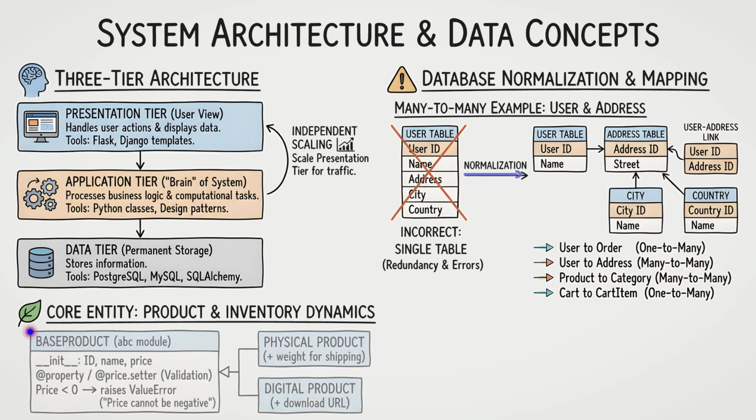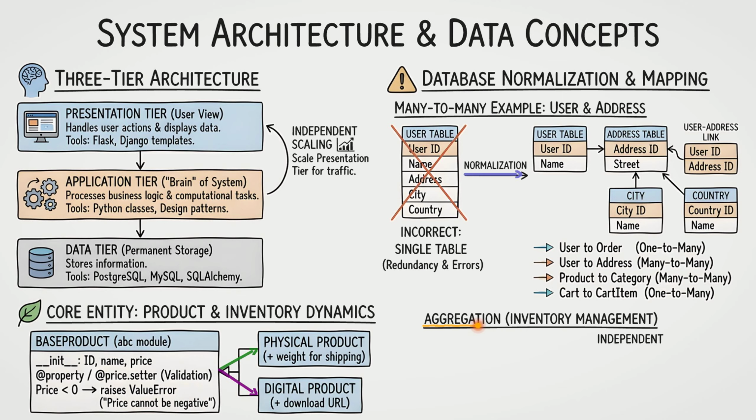Looking at the code level, the product class is the foundation of our store. Using the ABC module, we define a base product that sets the rules. Notice the decorators used for validation. If someone tries to set a price less than 0, the system raises a value error. This is a practical everyday application of encapsulation. From this solid base, we branch out. A physical product adds a weight attribute for shipping, and a digital product might add a file download URL.